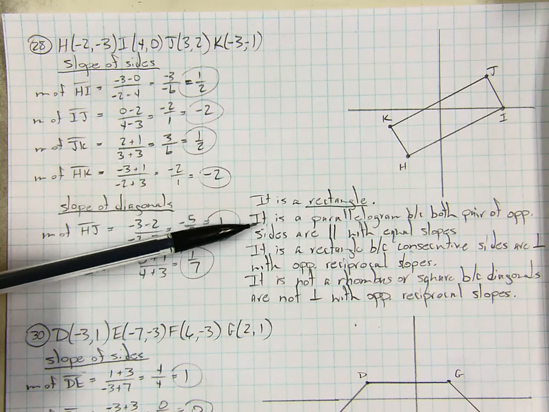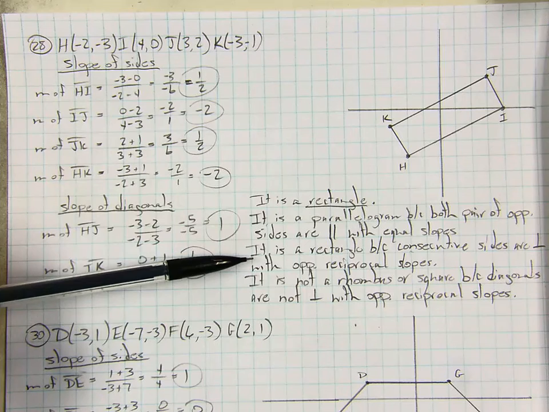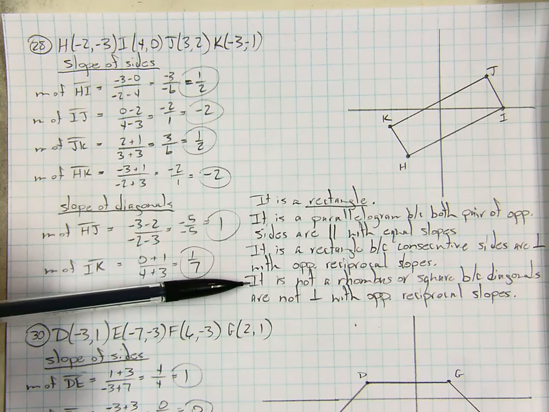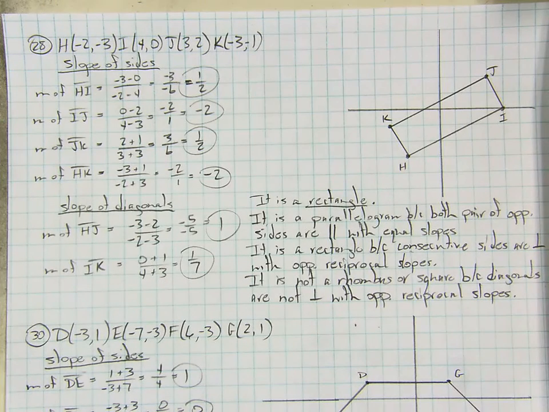It's a parallelogram because both pairs of opposite sides are parallel with equal slopes. It's a rectangle because consecutive sides are perpendicular with opposite reciprocal slopes. And it's not a rhombus or a square because diagonals are not perpendicular with opposite reciprocal slopes. Okay, and that's my explanation.